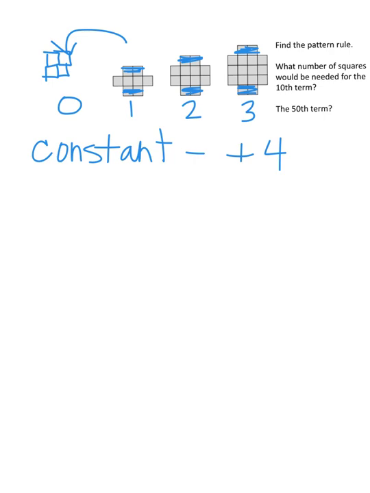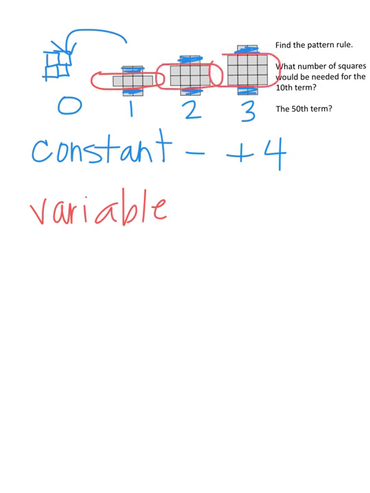Okay, so let's go ahead and look then at the variable, because that was the other piece that we looked at last time. What is the variable? What's changing every time in this pattern? So we've already talked about previously how the middle section of this pattern seems to be changing. It's growing every time. In term one, I have a row of 4 being added. In term two, I have 2 rows of 4. In term three, I have 3 rows of 4.